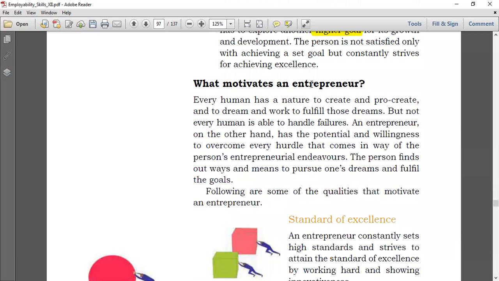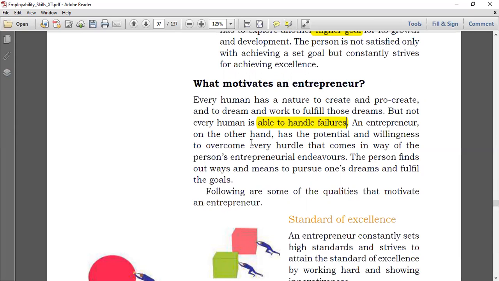Then is what motivates an entrepreneur. Every human has a nature to create and procreate, or to dream and work to fulfill their dreams. Everybody thinks so, right? But very few of them are able to achieve their goals, right? Many of them are not able to handle their failures, right?